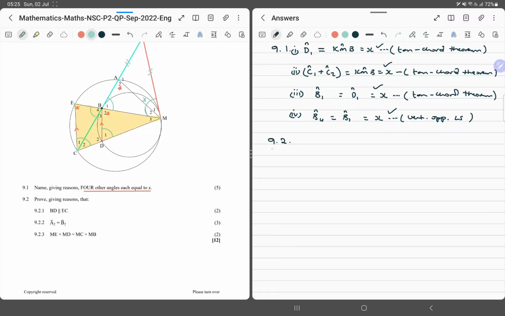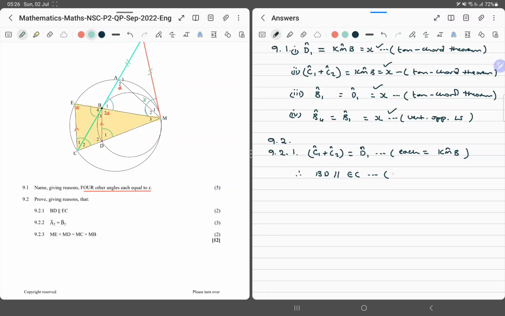Okay, prove giving reasons that, 9.2.2, now prove giving reasons that BD is parallel to EC. We did prove it. We can say without a shadow of a doubt that angle C1 plus angle C2 together are equal to angle D1. Maybe let's leave that one and say each is equal to angle KMB. Now we can see that above, so we can conclude, therefore, that BD must be parallel to EC.